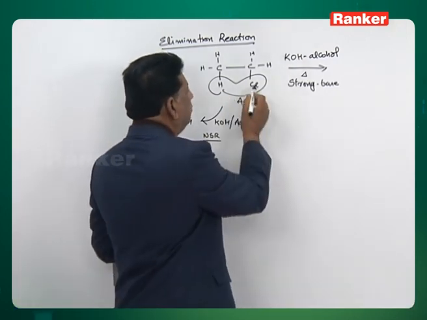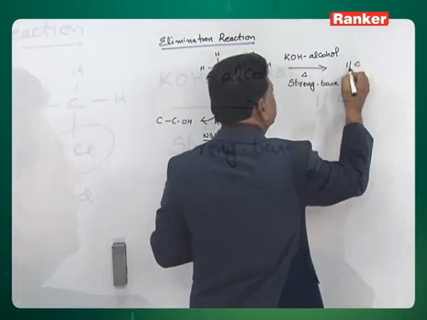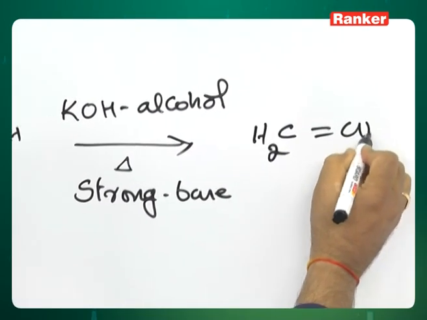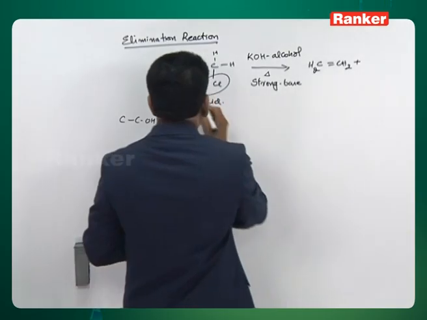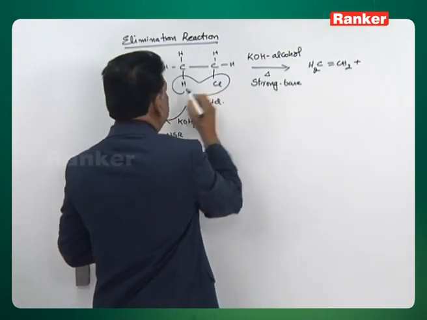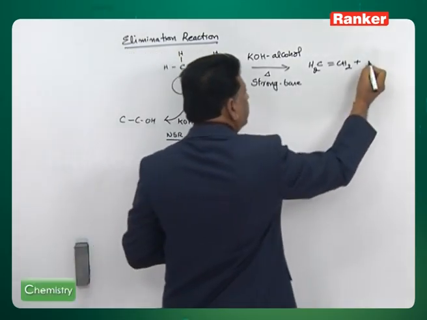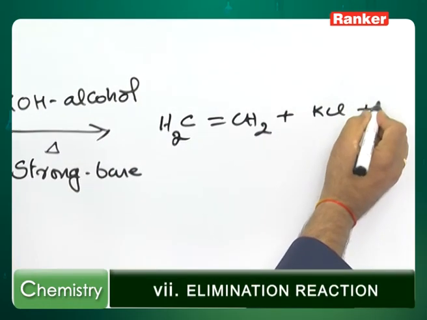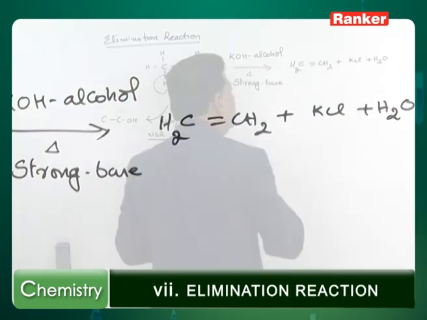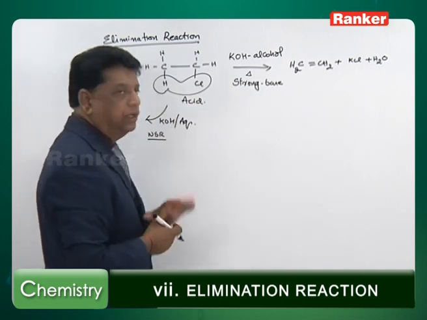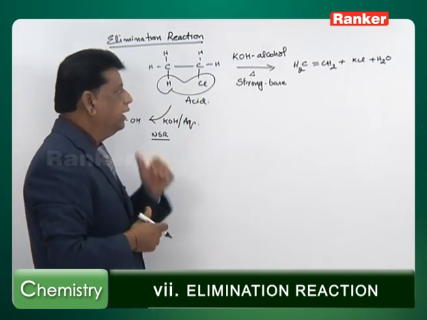So, that is why a strong base will remove HCl and you get a CH2=CH2, a double bond is formed. The removed HCl will react with the KOH, forming KCl and water. So, this is the elimination reaction: by removing the two groups, we get the double bond.